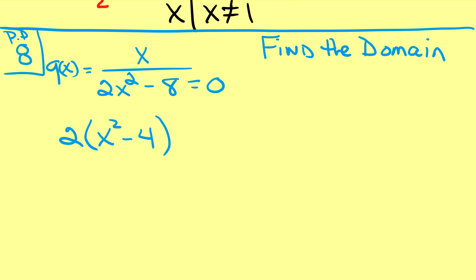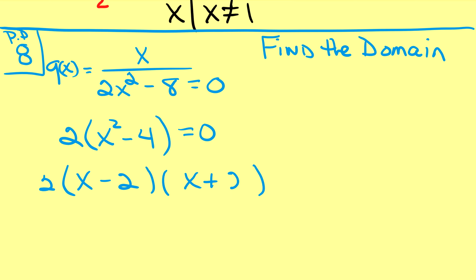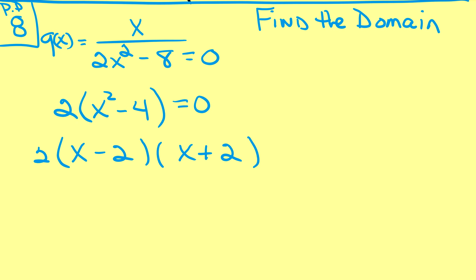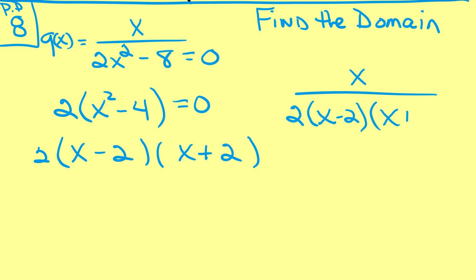Okay, now we can look and see if this is equal to 0. I can continue to factor that. That's a difference of 2 squares. So I could say it's going to be 2, and then I'll set up my parentheses with x minus 2 and x plus 2. Okay, this is all in the denominator. And there's an x on top. So this is x over 2 times x minus 2 times x plus 2.